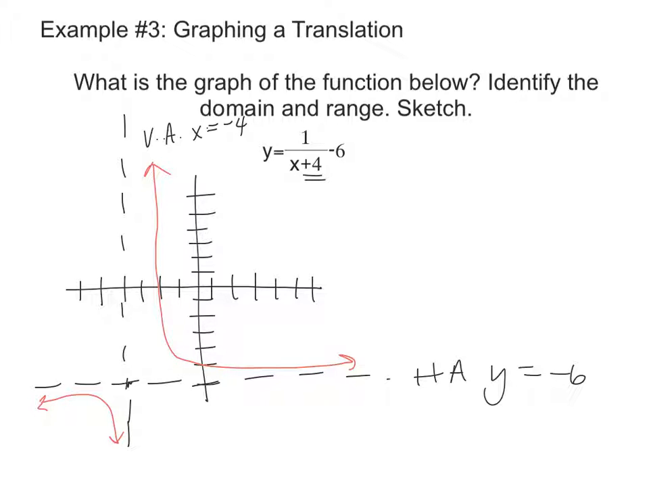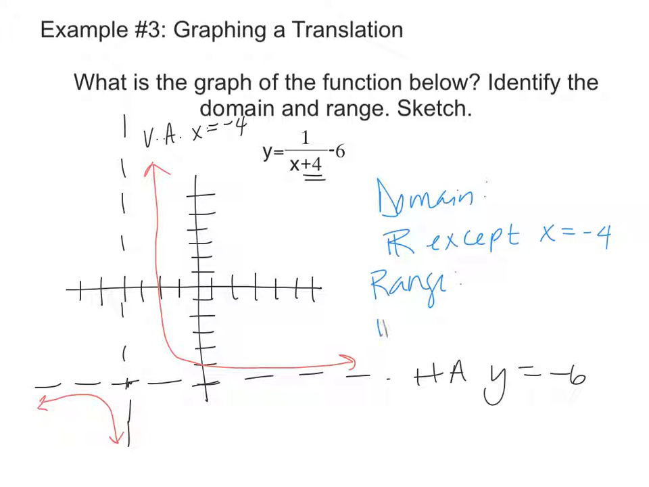So our domain, remember, would be your x value. So my domain is all real numbers, except where is it going to cross over for the x value? Well, it's your vertical asymptote. So it's going to be all real numbers except x equals -4 because it's going to jump over that line. And then our range is all real numbers except where it's going to cross over the y-axis, so except y equals -6.